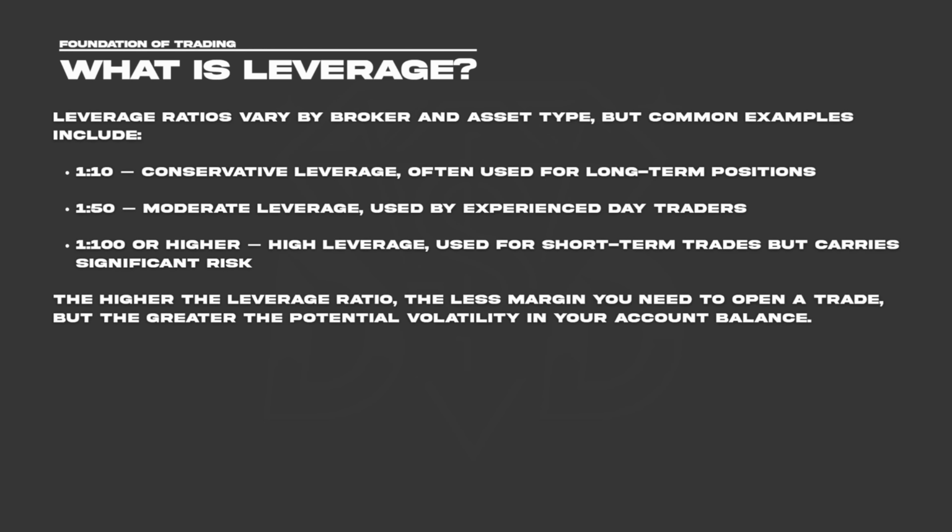Leverage ratio varies between brokers and asset types, but common examples include 1 to 10, 1 to 50, and 1 to 100. Conservative leverage is 1 to 10, often used for long-term positions. Moderate leverage is 1 to 50, used by experienced day traders, and 1 to 100 leverage is considered high leverage and is used for short-term trades but carries a significant risk.